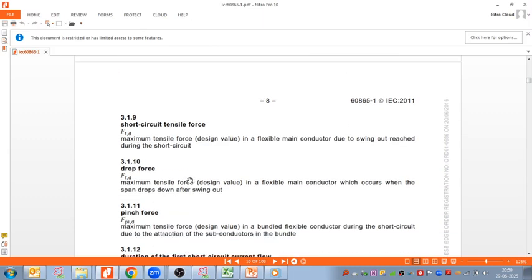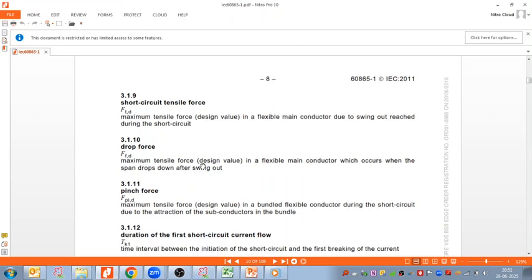Short circuit tensile force FTD is the maximum tensile force design value in a flexible main conductor due to swing out reached during the short circuit. So they are taking the force at the swing out angle, at the swing out position. Then drop force, the maximum tensile force or design value in a flexible main conductor which occurs when the span drops down after swing out. So that is the meaning of the drop force.